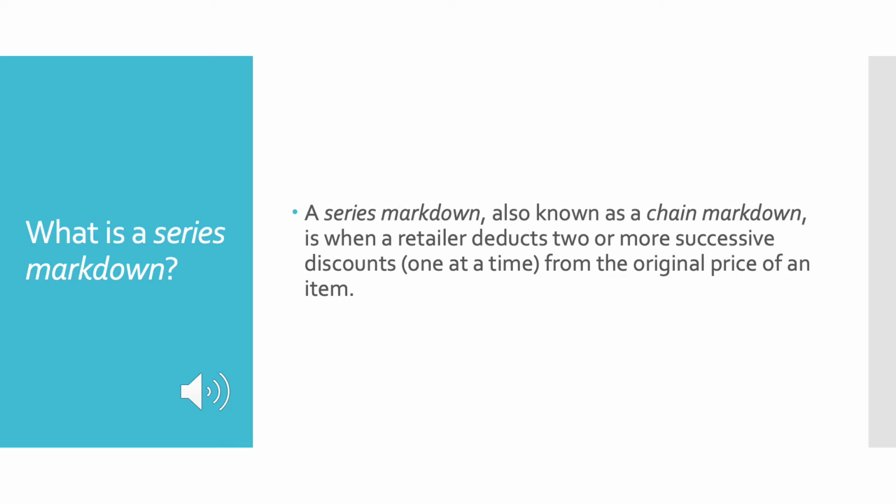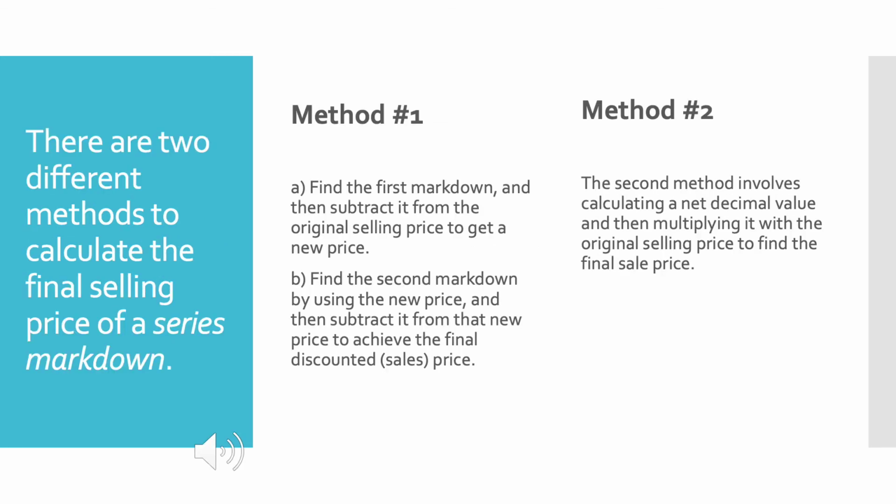Sometimes we're offered a series markdown. A series markdown, also known as a chain markdown, is when a retailer deducts 2 or more successive discounts, one at a time, that's very important, from the original price of an item. There are 2 different methods to calculate the final selling price of a series markdown. Method 1 takes a bit more time, but we're going to go through that first to really give you an understanding of how to calculate markdowns. And then method 2 is the quicker method, which you'll probably want to use once you get the hang of this.